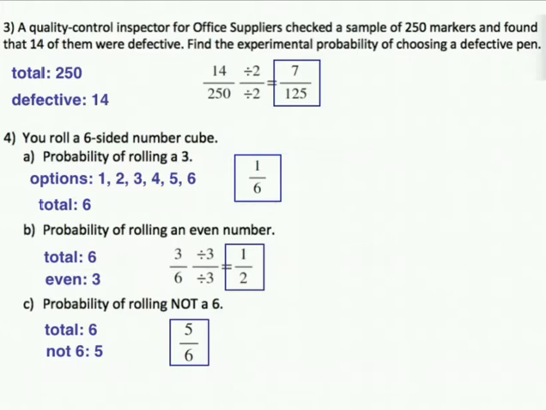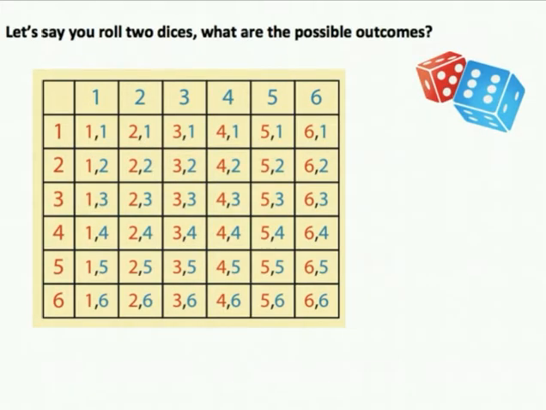Now, building off of that six-sided number cube problem, sometimes you'll roll 2 six-sided number cubes or 2 dice. When you do that, this chart's going to be super helpful. So imagine you have 2 six-sided number cubes, one's red, one's blue.